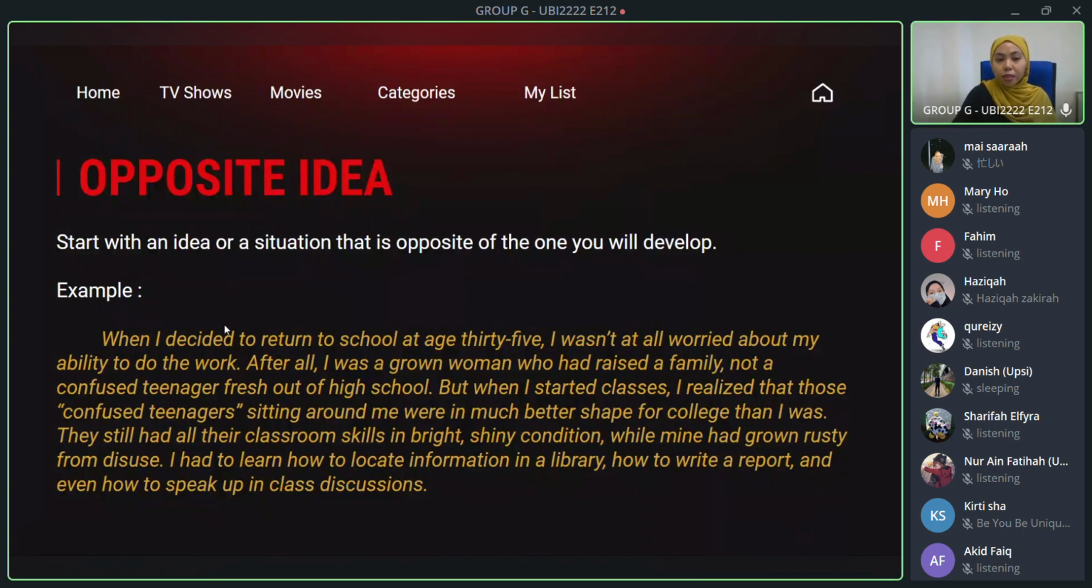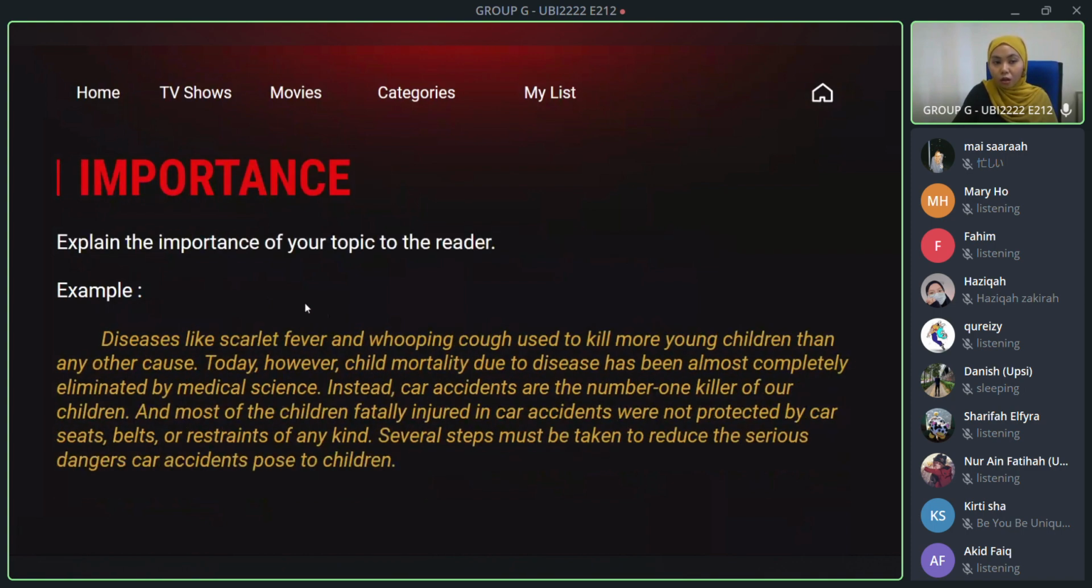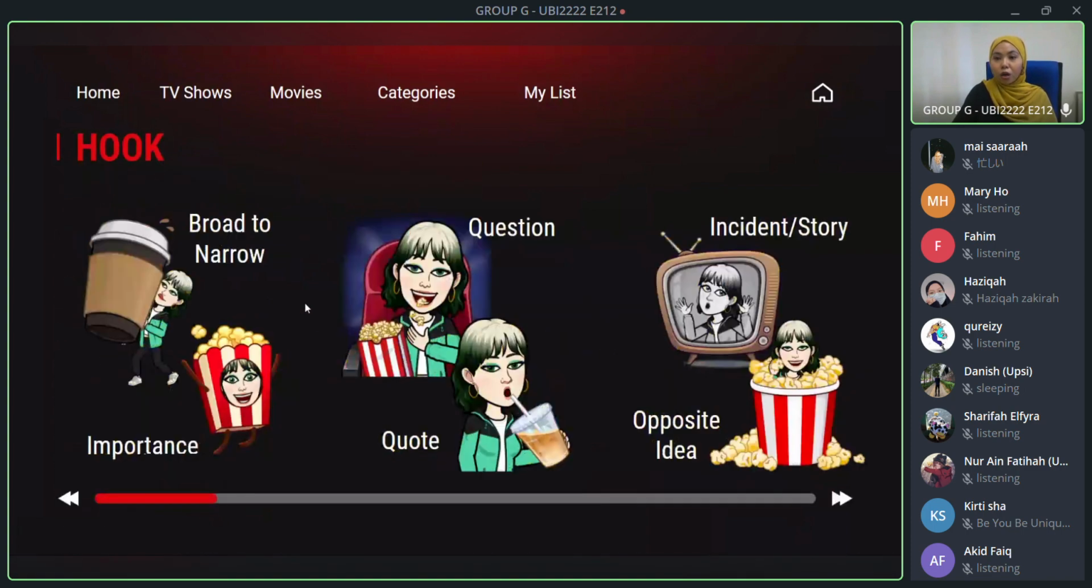So for this one, basically you start with an idea or situation that is opposite. Do you think it's interesting? Yes, I do. All of this has its own appeal, you know. So which one to use, I cannot say for certain because everything goes back to your own preference, one, and secondly, your writing skills. And like I mentioned, everybody has a different way of thinking.